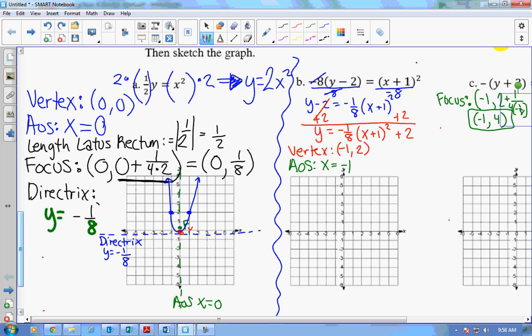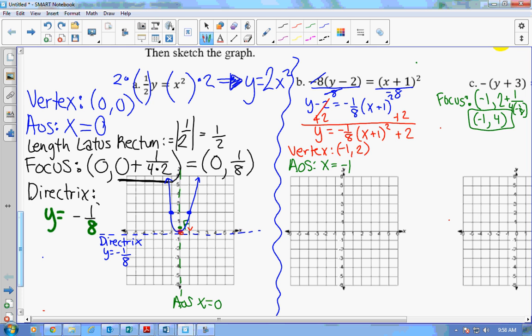Now, you can go through all that process again. The directrix is the exact same distance if our vertex is here and our focus is here. The vertex was at a height of 2. The focus is at a height of 4. What's that distance? 2. So that space is 2. The directrix has to be the exact same space below it. So if this is at 2, what's the height of the directrix? 0, because that has to be a distance of 2.